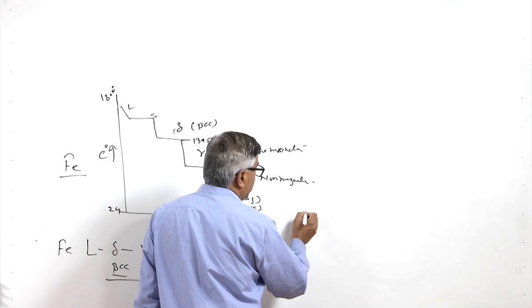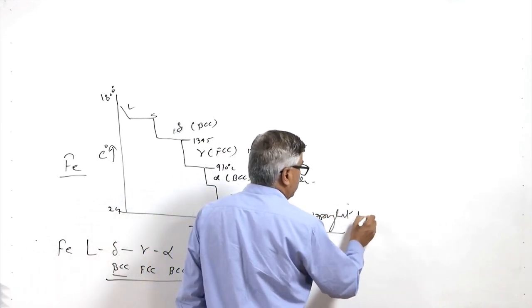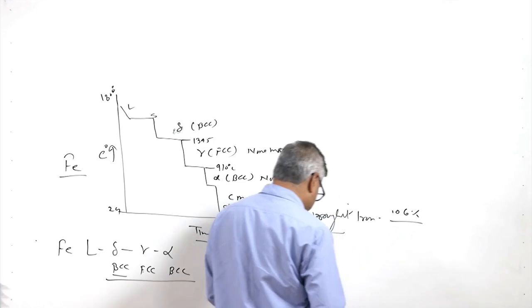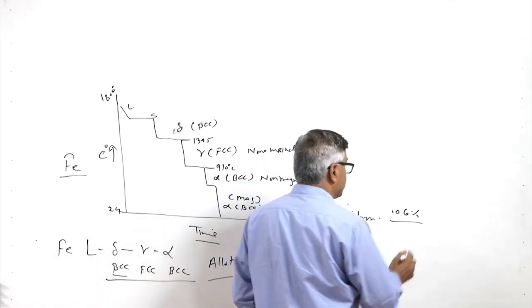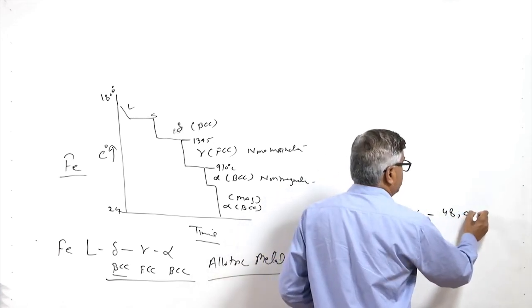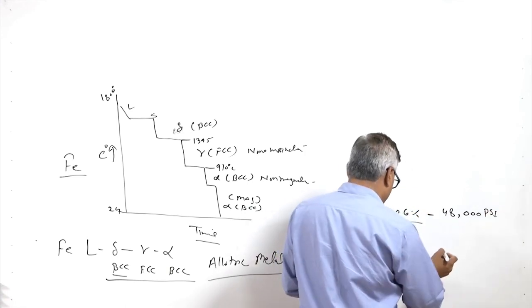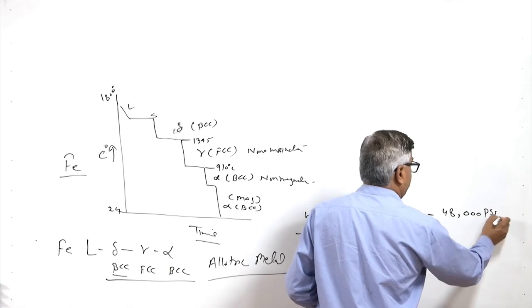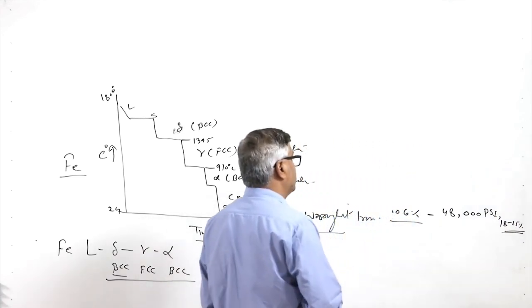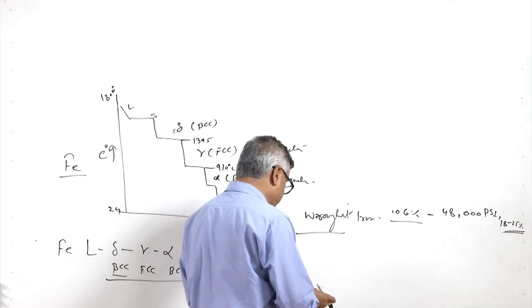Commercially, pure iron is mostly used in the form of wrought iron, which has a carbon content of about 0.06%, whereas the maximum strength that it offers is 48,000 psi, while the elongation which it offers is in the range of 18 to 25%. This is the ductility, or the percentage elongation, which wrought iron offers.